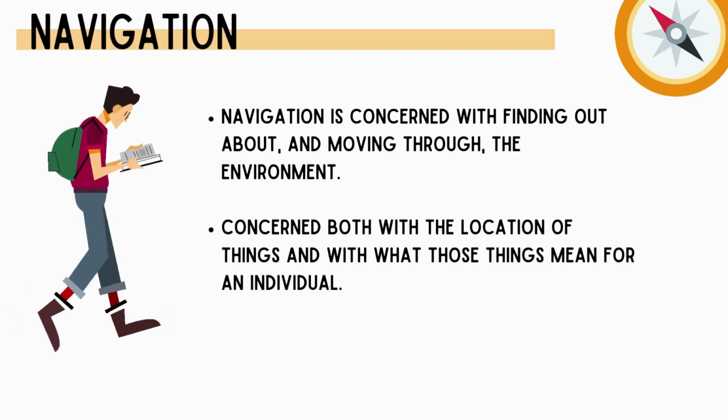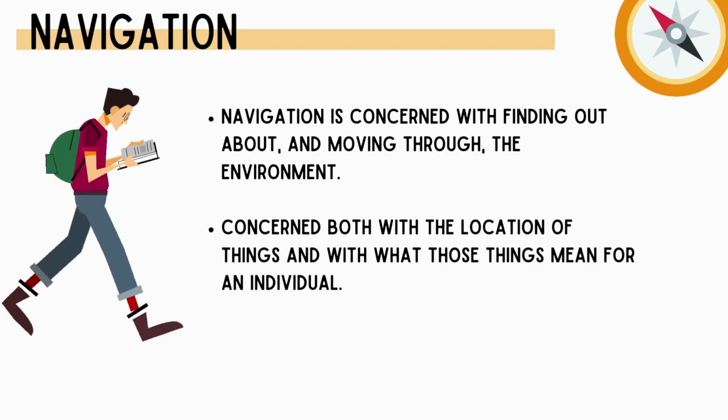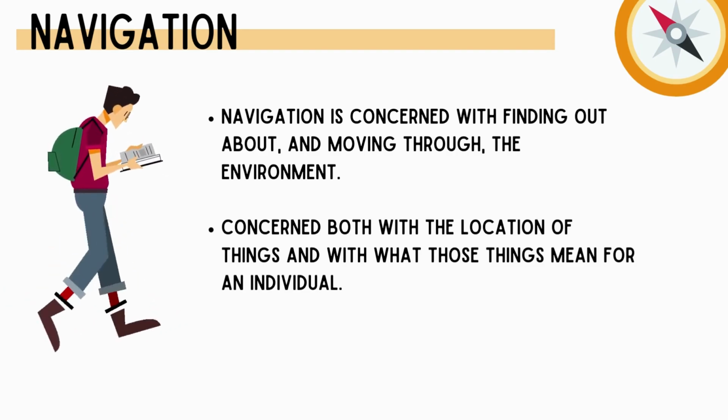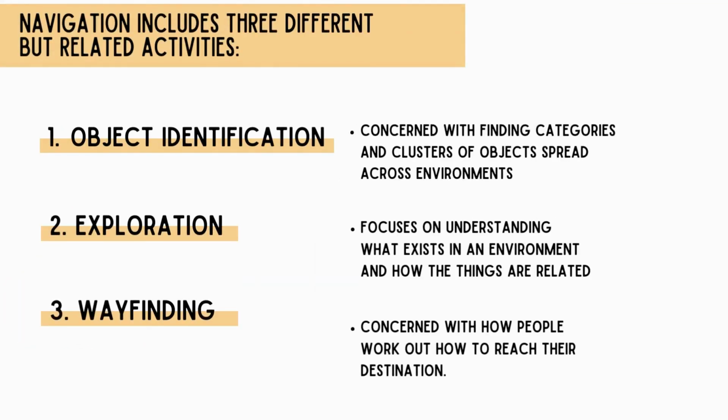Now we have learned visual and non-visual perception is concerned about how we know an environment through our senses. Navigation, however, is concerned with how we move through environments. 3 related navigation activities are: 1. Object identification. Concerned with finding categories and clusters of objects spread across environments. 2. Exploration. Focuses on understanding what exists in an environment and how the things are related. And 3. Wayfinding. Concerned with how people work out how to reach their destination.